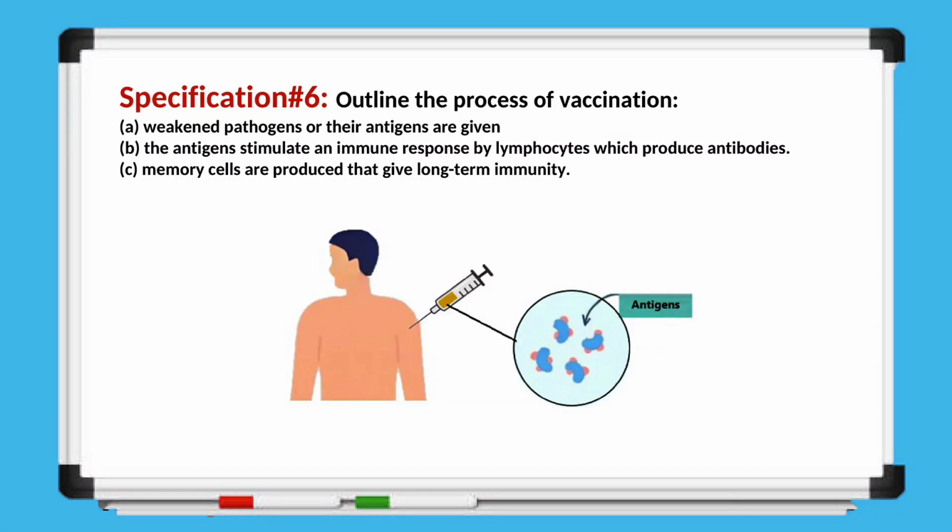Next, we have specification 6, which asks us to outline the process of vaccination. First, a vaccine introduces weakened pathogens or just their antigens into the body. These antigens are enough to trigger the immune system without causing the actual disease.